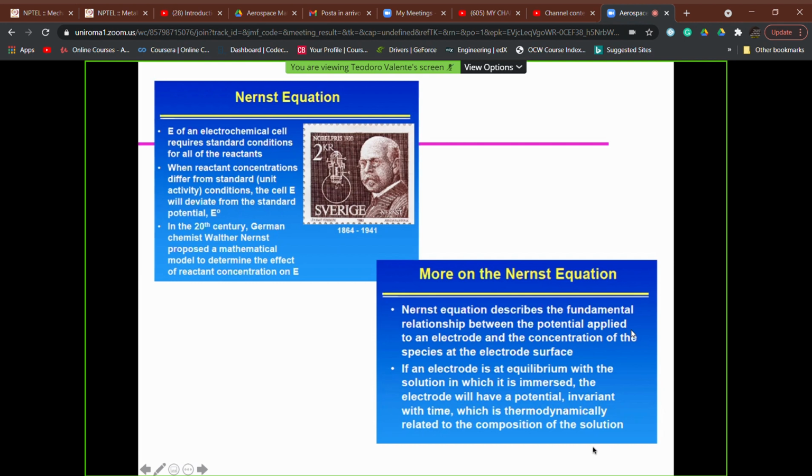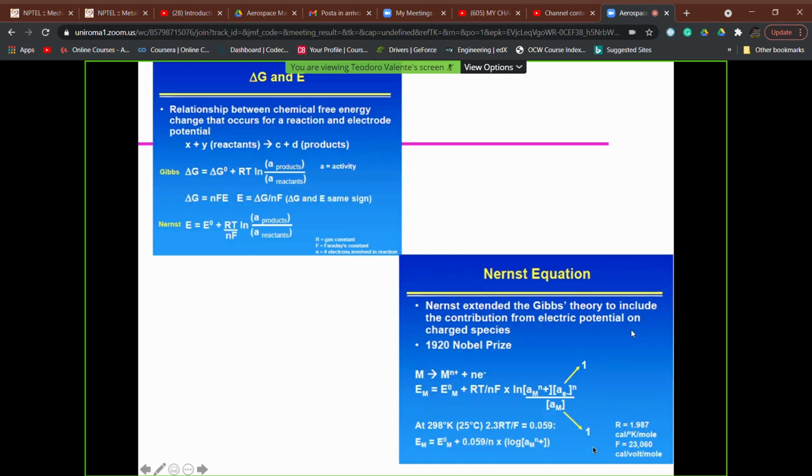The model which has been proposed by Nernst with this equation, and which is used because it works, is something which cannot be divided from the Gibbs approach, because they are both based on thermodynamic approach. And so we can say that one can be derived by the other.